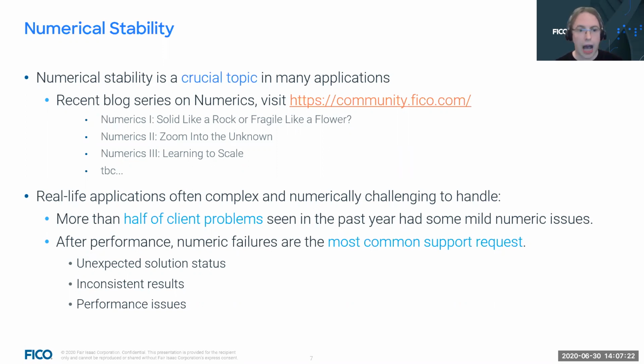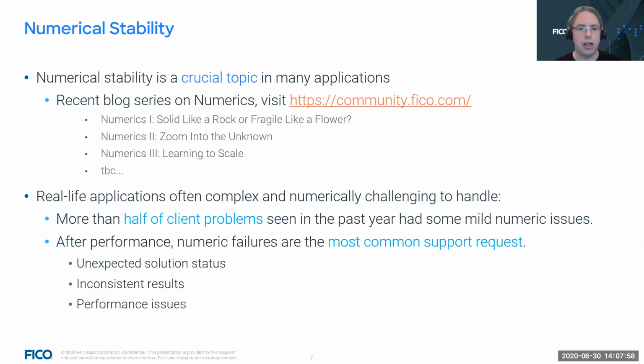Second of all, after performance requests where people asked us, hey, can you make the solver solve double the amount of problems in half of the amount of time? Numerical failures are the most common support requests that we are faced with. People see an unexpected solution status, suddenly an instance goes infeasible where they expected a feasible solution to exist. There might be inconsistent results if it gets really bad: you do some insignificant change to a model and suddenly the optimal solution changes.